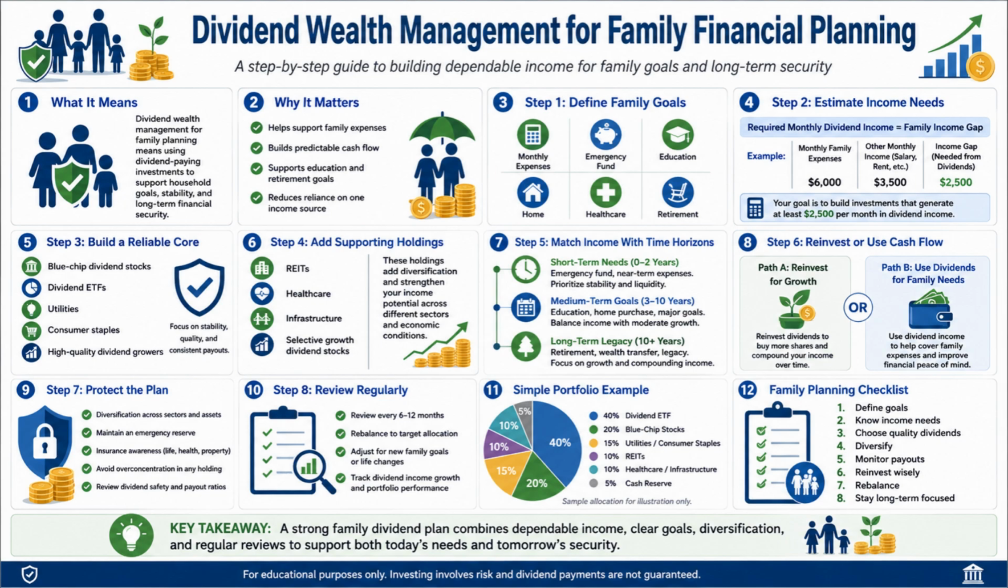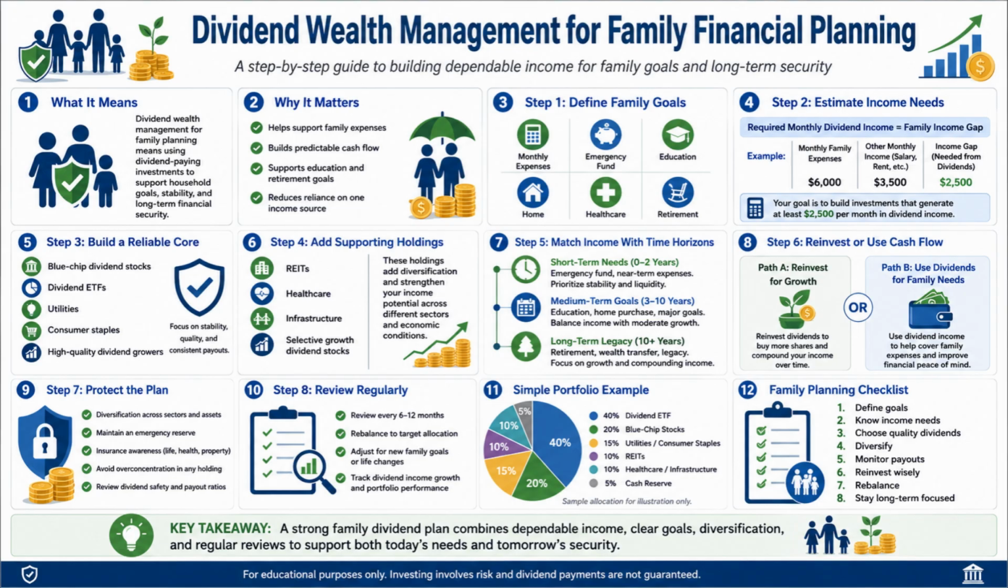At the same time, the plan should also be protected carefully. This means diversifying across sectors and assets, maintaining an emergency reserve, staying aware of insurance needs such as life, health, and property coverage, avoiding too much concentration in one holding, and reviewing dividend safety and payout ratios. Consequently, the portfolio becomes more resilient and better aligned with family protection.